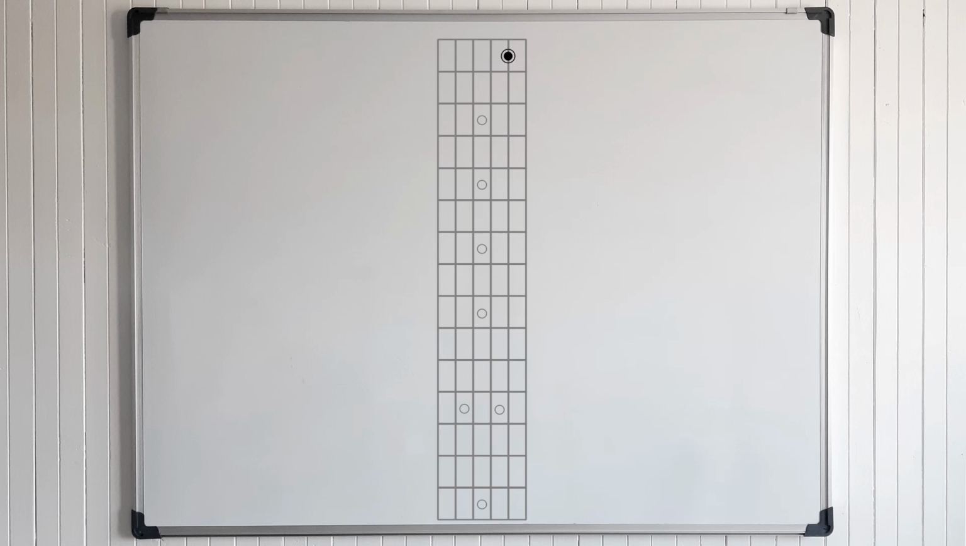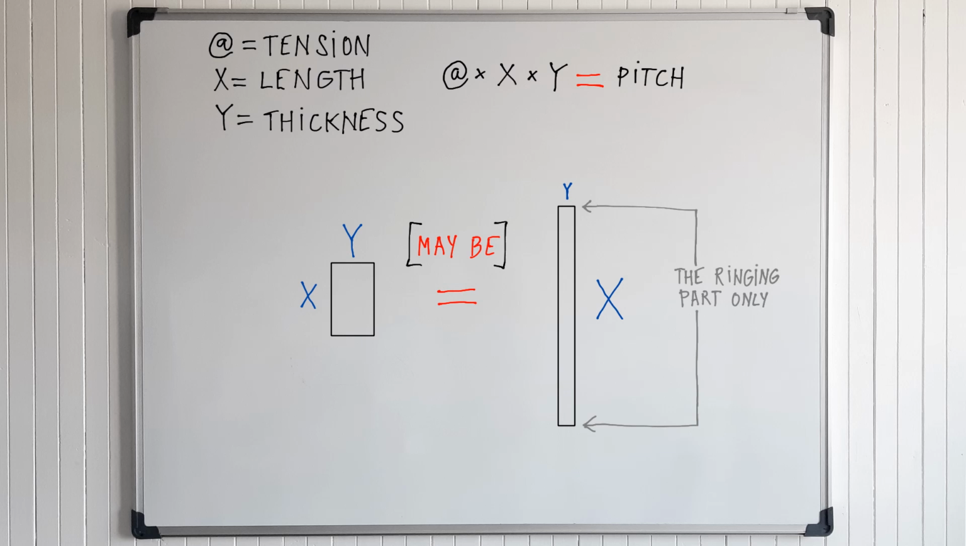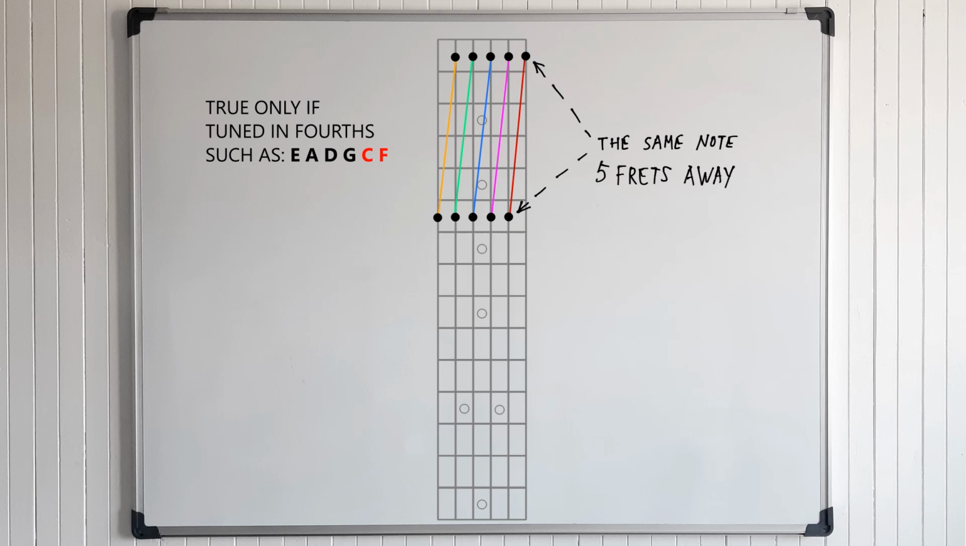This is C in standard guitar tuning. Other C is always located on the same string 12 frets above or below. Since both the length of the ringing string segment and the string's thickness affect the pitch, it is possible to produce the same note on different strings. The same pitch on adjacent strings is almost always 5 frets away.